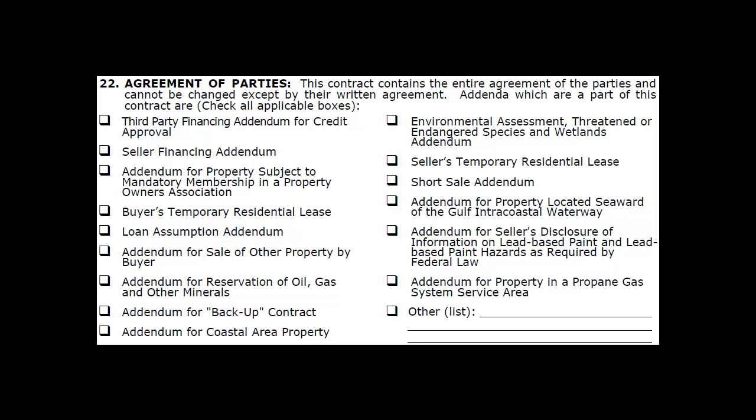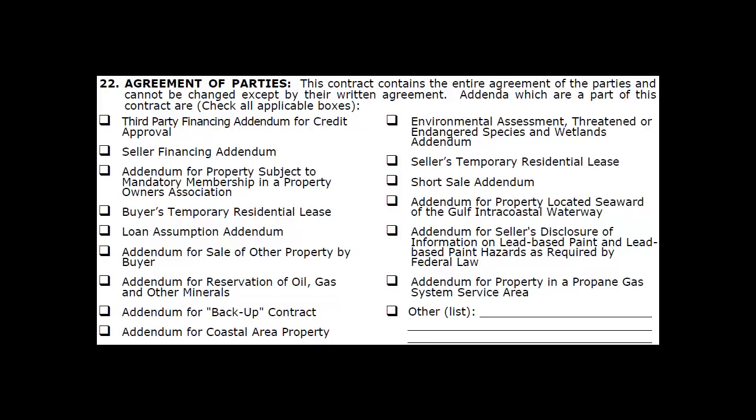Paragraph 22, agreements of parties. Some agents actually start filling out their contract by turning directly to this section first and marking off all the boxes. That way they just don't forget, and it's a reminder to help jog their memory of possibly an additional addendum that needs to be included that they weren't considering before. So that's a pretty good idea.